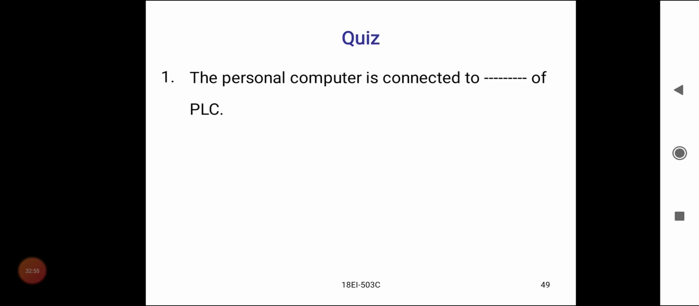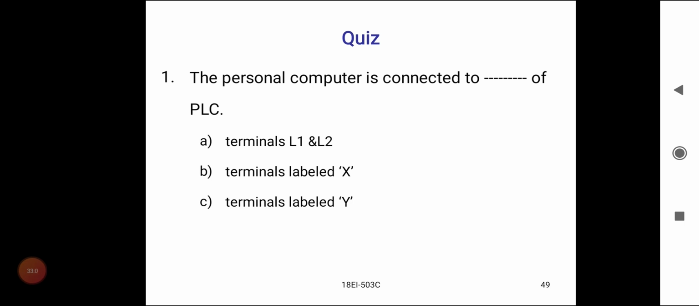Question 1. The personal computer is connected to dash of a PLC. A. Terminals L1 and L2. B. Terminals labeled X. C. Terminals labeled Y. D. Programming port. The personal computer is connected to the programming port. D is the correct answer.